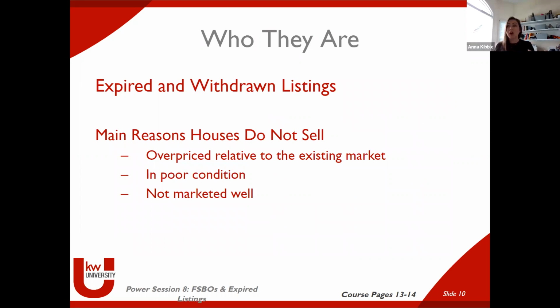They're also expired and withdrawn listings. We're going to talk about the difference between them today so that you can understand why expired, why withdrawn listings, and what you can tackle and what you cannot. Generally speaking, the main reasons a house doesn't sell is because it's overpriced or in poor condition, or it's just not marketed well. We see a ton of that, surprisingly enough, in this market. Why? Because people think you really just throw a sign in the yard and it's going to sell.